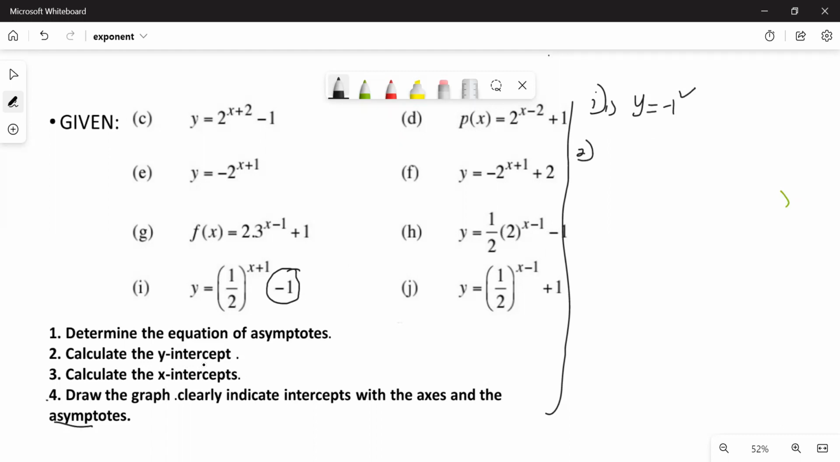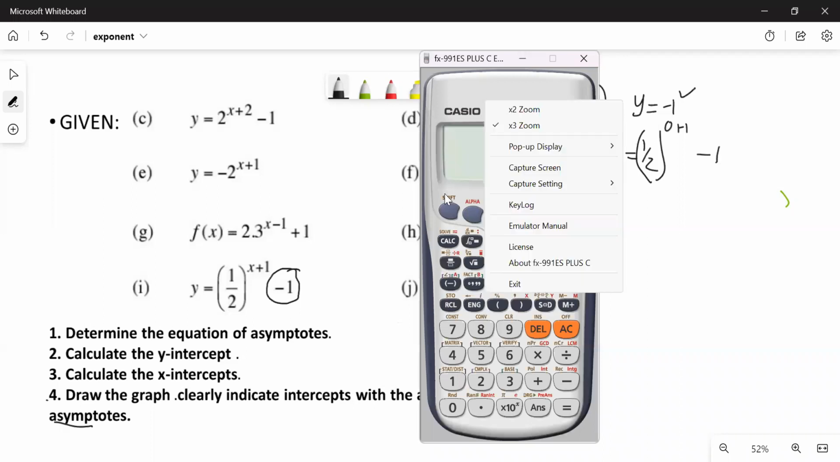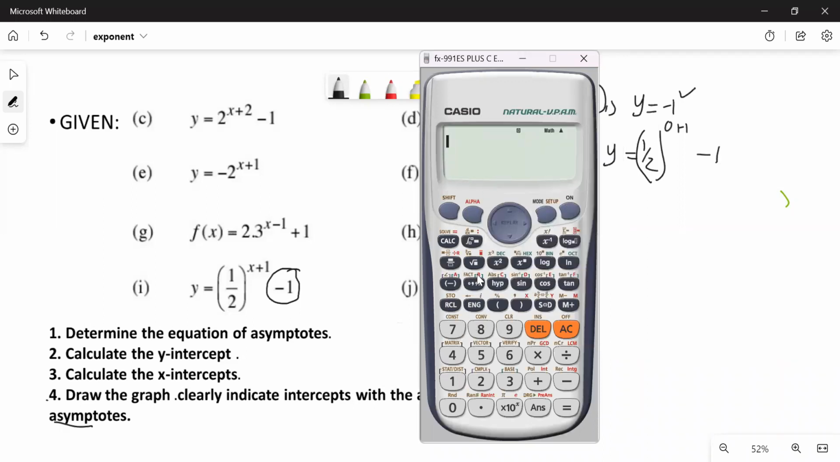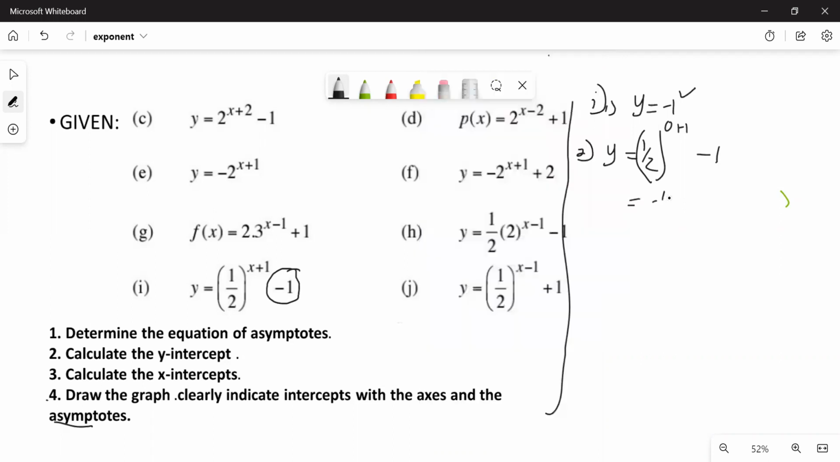And then we go to number 2. Number 2, they say determine the y-intercept. How do you determine the y-intercept? X should be 0. So you're going to have y, which is going to be 1 all over 2 to the power of 0 plus 1, minus 1. And then you type this in your Casio calculator. What do you get? You get minus 1 all over 2, minus 0,5. And it means you have 0, which goes with minus 0,5. We have found it.